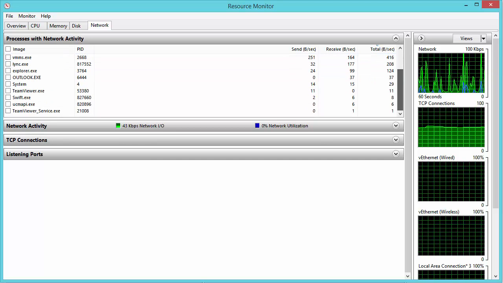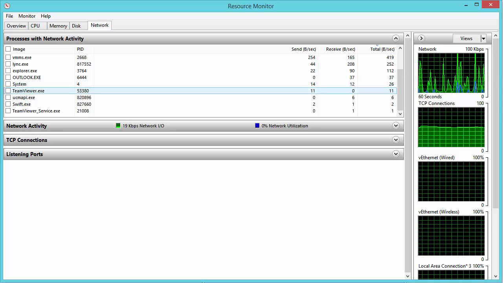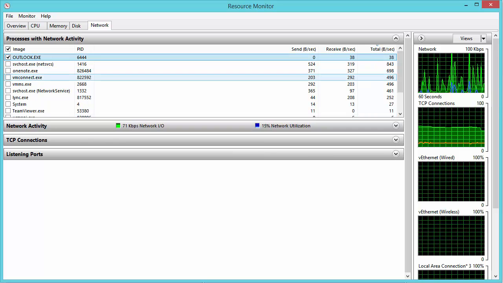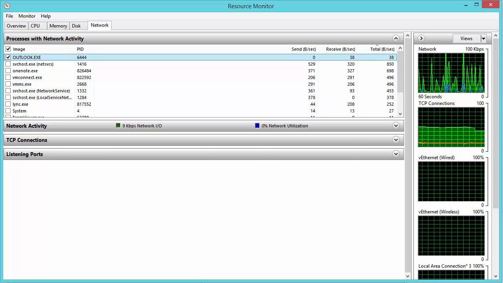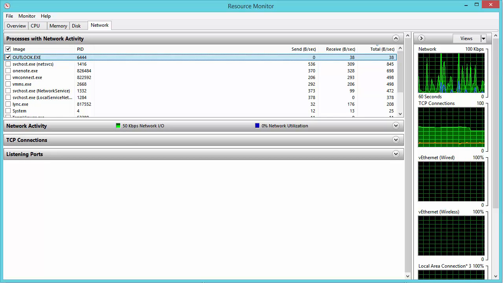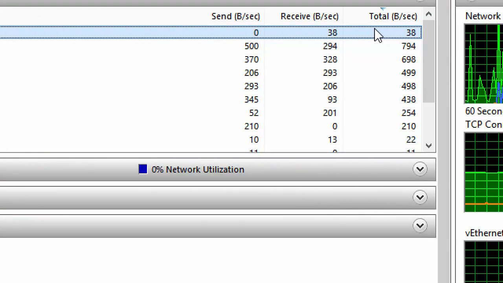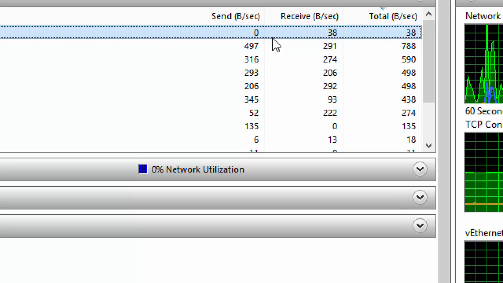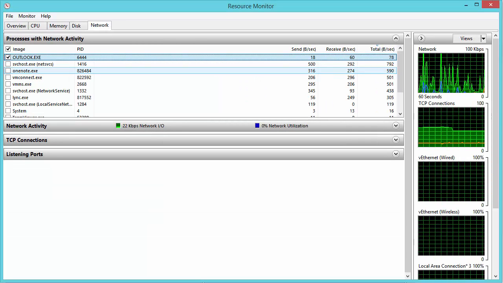I've just got some processes listed here that are actually using some data on the network, like, not surprisingly, Outlook. Outlook has a tendency to use quite a bit of network activity because, well, it's getting my email and sending my email, right? One of the neat things about using Resource Monitor to troubleshoot a live problem is that I can zoom in and see how many total bytes per second I'm sending and receiving. I can sort by which process is creating the majority of that data.